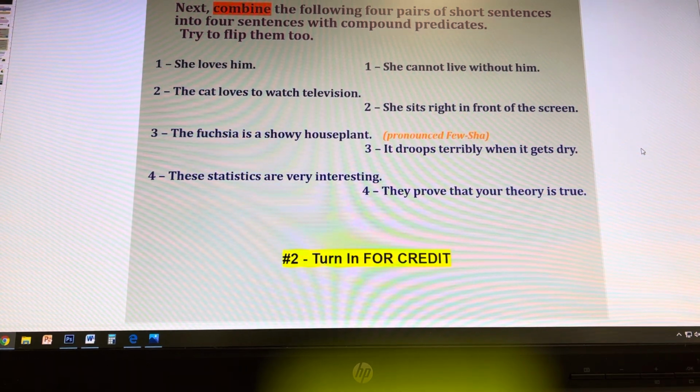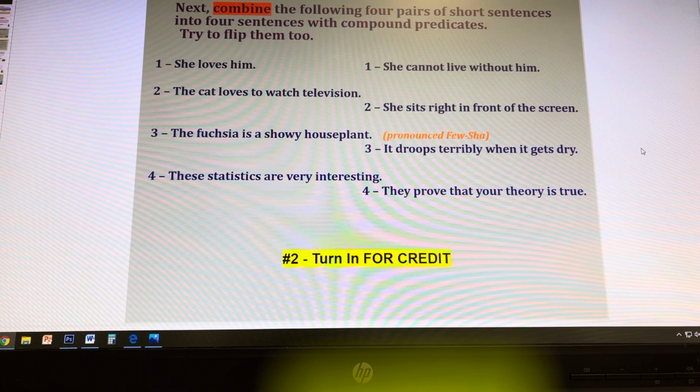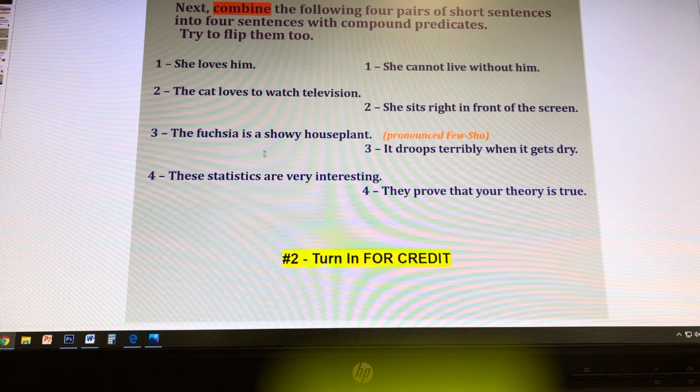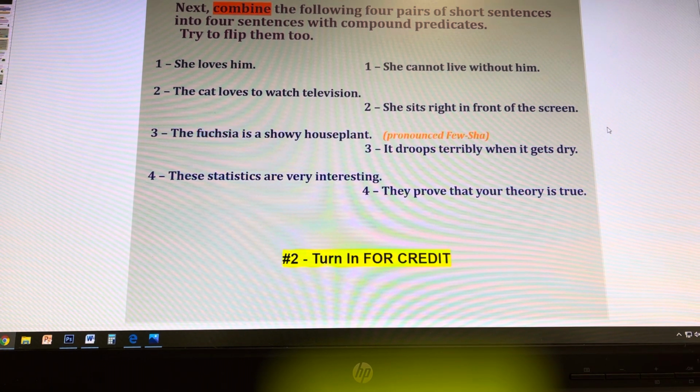Now we're going to combine four pairs, and you're going to turn those in. I'll do the first one with you, and then you need to also write it down, but do the remainder by yourself. The pronunciation for this word right here for the plant is fuchsia, just so you know. And we're also going to try to flip them.